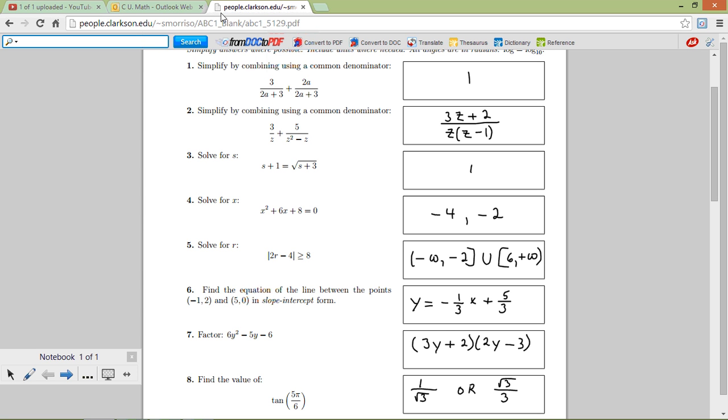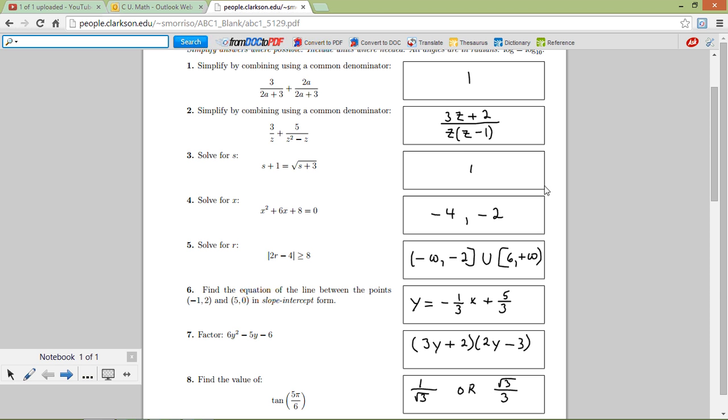Okay, this is for MA031, and it's the ABC answers that were mentioned in class on Friday. For question number one, your answer should be 1. For question number two, your answer should be 3z plus 2 divided by z times the quantity z minus 1. Now, if you wanted to distribute the z times the z minus 1, that's fine. You can do that. Number three, the only answer is 1.